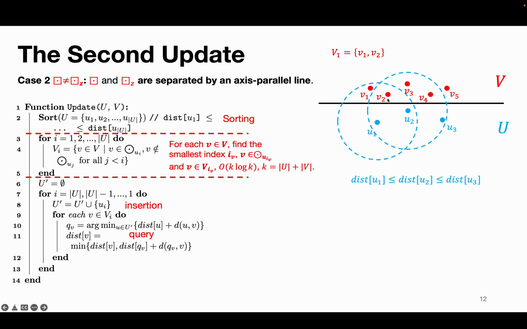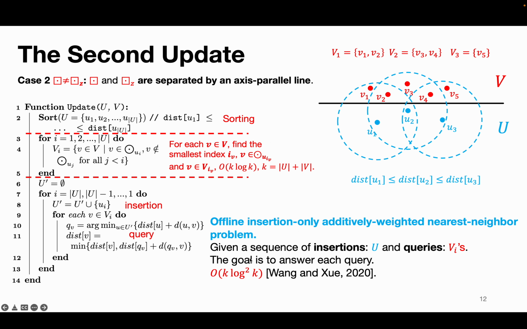Then, this part can be viewed as another problem called the offline insertion-only additively weighted nearest neighbor problem. We will be given a sequence of insertions, which are these blue points, and we need to answer a group of queries, which is to query the weighted nearest neighbor for each red point from these blue points. This can be done in k log squared k time.